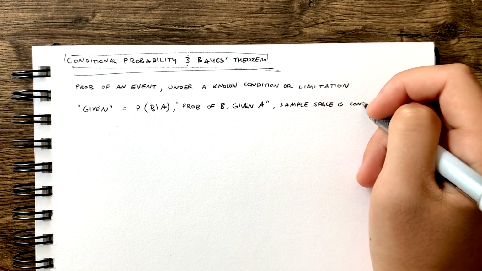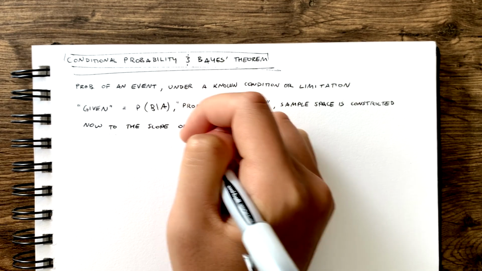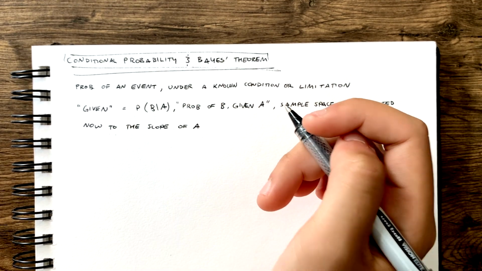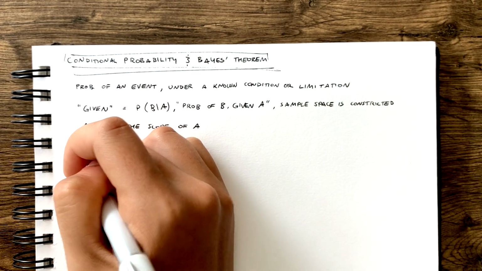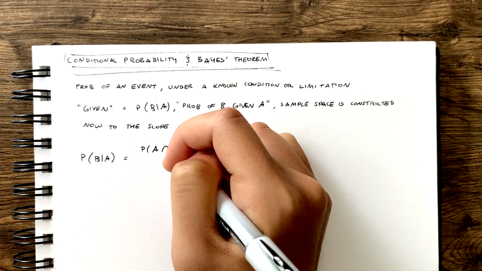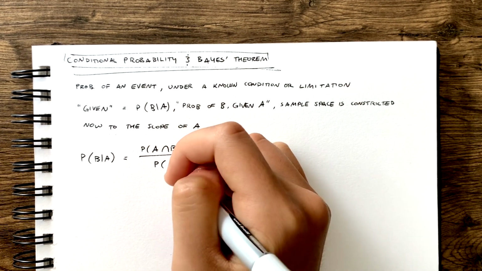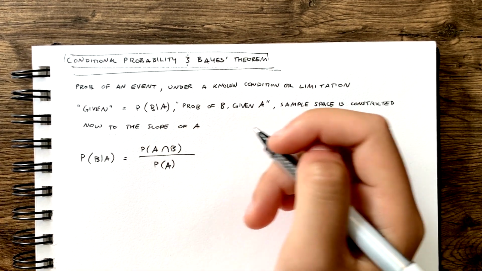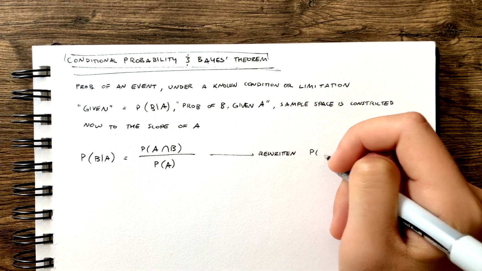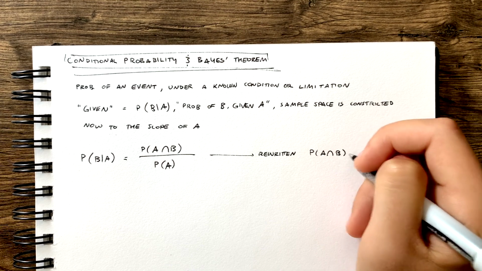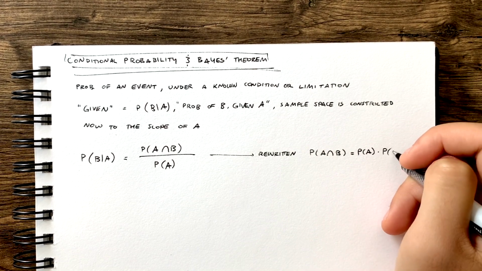And this means that we're trying to find the probability of B, but only within the confined sample space of A. And so our sample space is constricted now to the scope of A. We can also write conditional probability this way: the probability of B given A is equal to the probability of the intersection of A and B, all over the probability of A. And we can rewrite this a number of ways, for example, solving for the intersection: the probability of the intersection of A and B equals the probability of A times the probability of B given A.